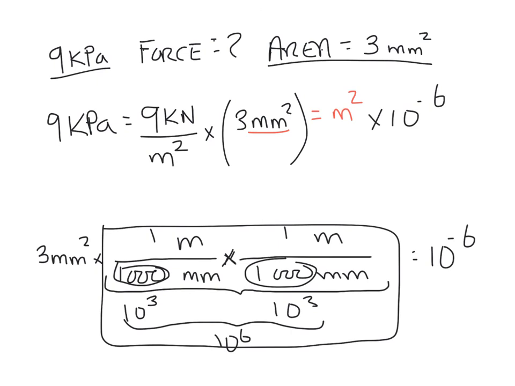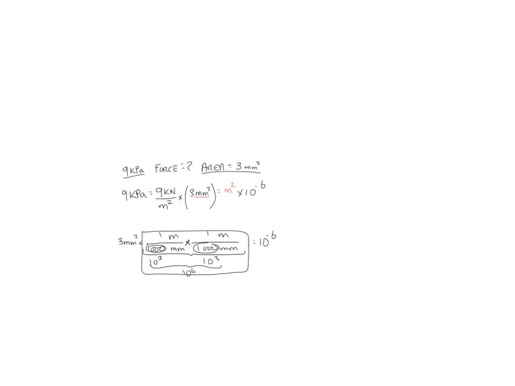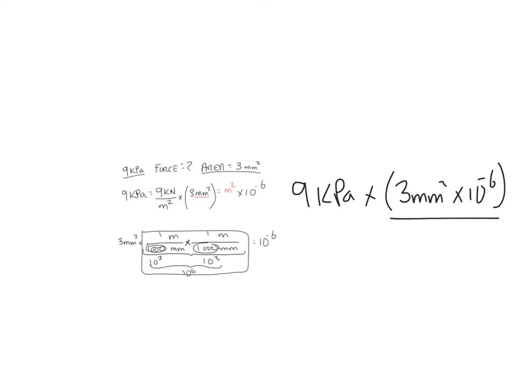So then the whole problem can just be 9 kilopascals times 3 millimeters squared times 10 to the negative 6. The negative 6 is just our conversion. It'll convert this into meters squared, and now we have consistent units. And that'll be our final answer.